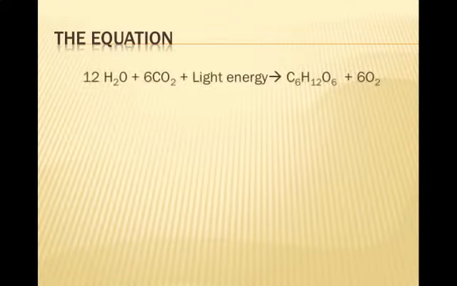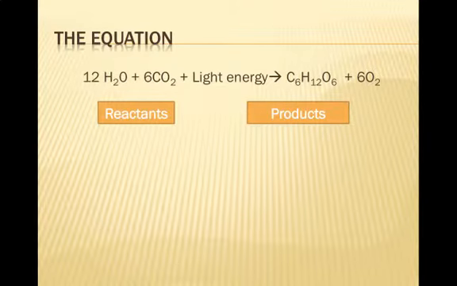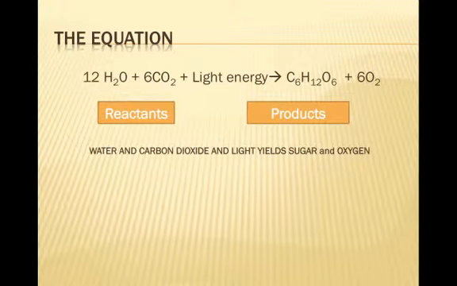So, photosynthesis. The equation for photosynthesis is water plus carbon dioxide and light will yield sugar, carbohydrate, and oxygen. So our reactants, the things that we put into it, are water, carbon dioxide, and light. The products, what we get out of it, will be sugar and oxygen. So, to simplify it in words, it would be water and carbon dioxide plus light yield sugar and oxygen.